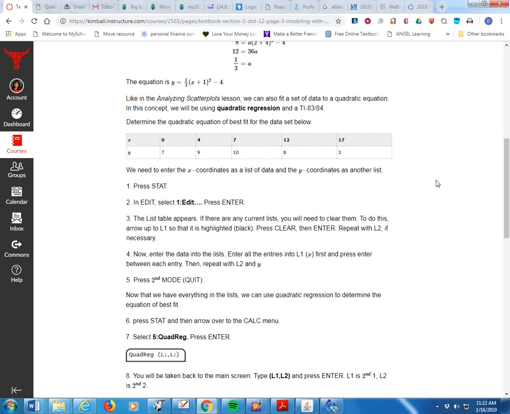Okay, so if you don't have those numbers and you've got something else in your list, remember all you do is you go to the top of the column, hit clear, enter, and it'll clear out your list. You can start over. So the numbers for X are 0, this would be L1, 4, 7, 12, 17. L2 is going to be the Y. And L2 then for Y is 7, 9, 10, 8, and 3. Those are your L1 and L2.